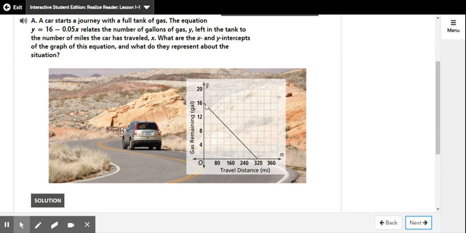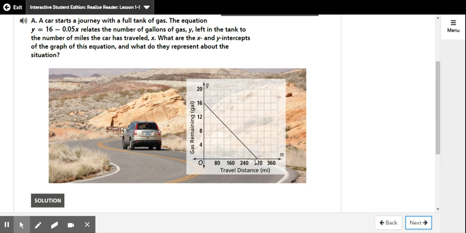The y-intercept represents the point where you start your journey. You're at 0 miles traveled and you have 16 gallons of gas in your car. The y-intercept is also that 16 that's written there. If that was in slope-intercept form, it would have come second. It doesn't matter. It's still 16.